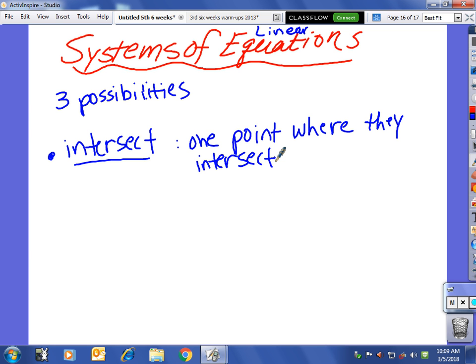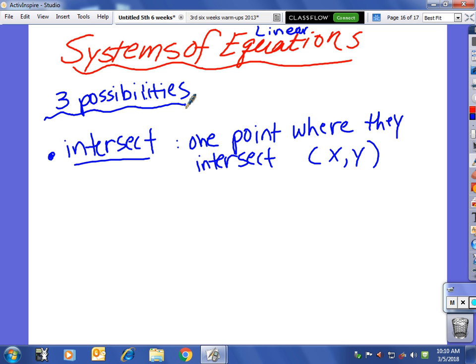So a solution to a system of equations is a point. It's not a number. It's a point. And a point has an x and a y. And if 2 lines are going to intersect, they can only intersect once. So you're looking for the one point where the lines intersect. That's not the only possibility that you could come across, though.